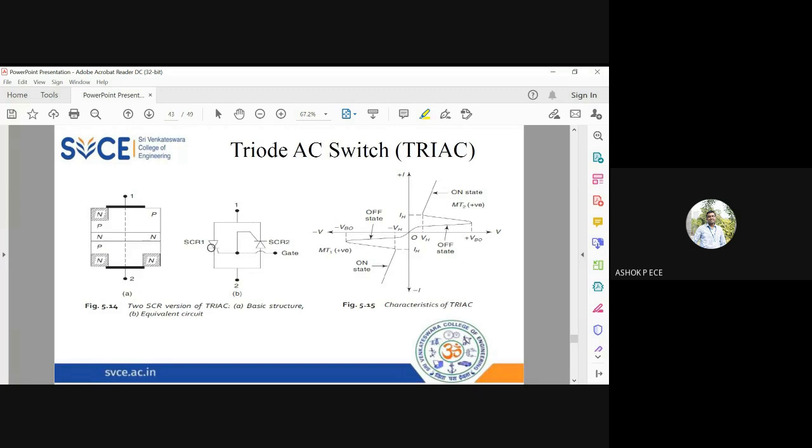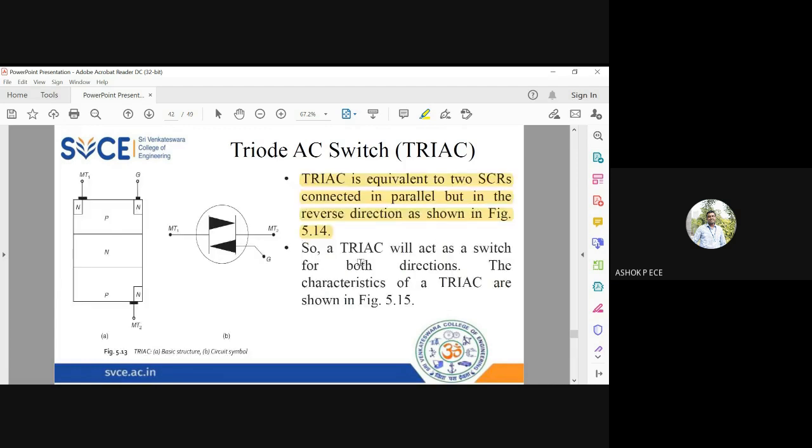You see this SCR has cathode and anode in this way. This SCR has cathode and anode in the reverse way, but both the gates are going to be same. The control is going to be given by the same gate, but only thing the SCRs are connected back to back, or I can say they are connected in reverse directions. So this will make our circuit very simple.